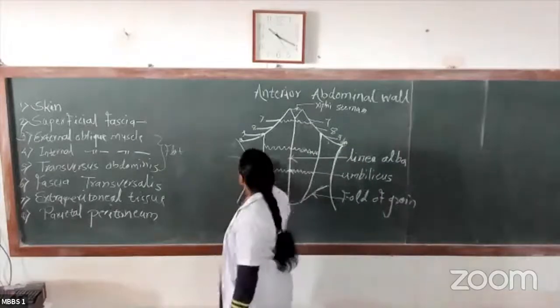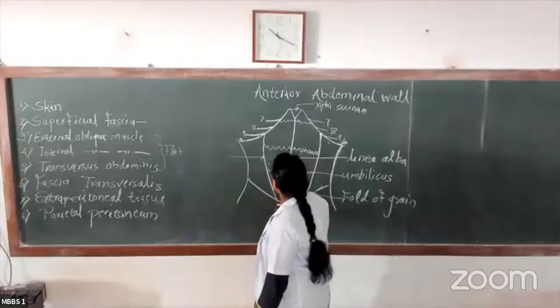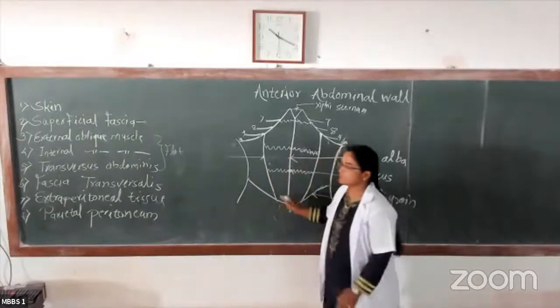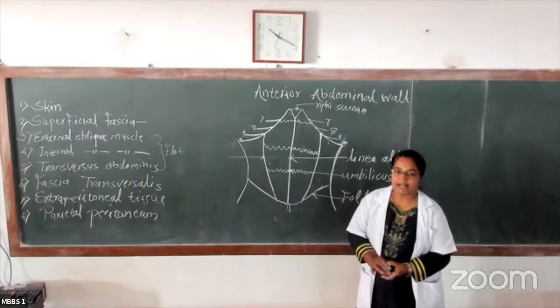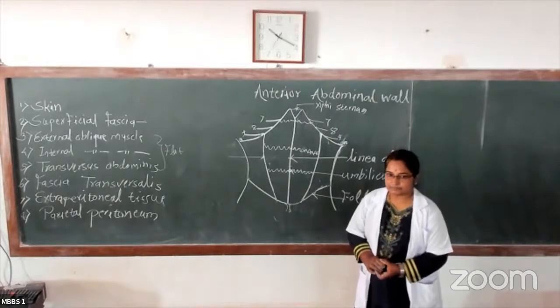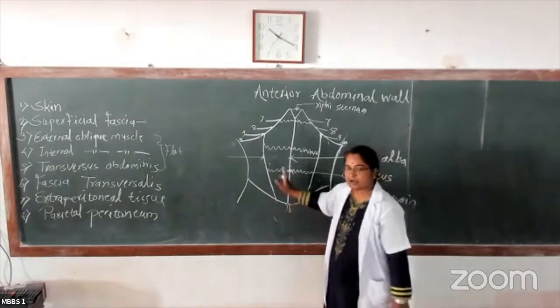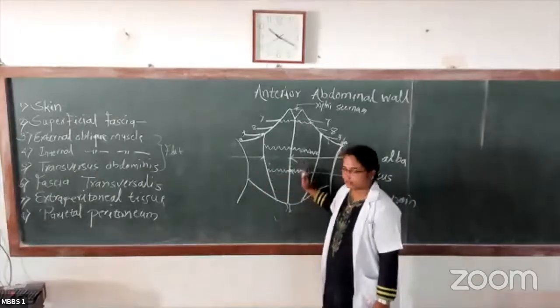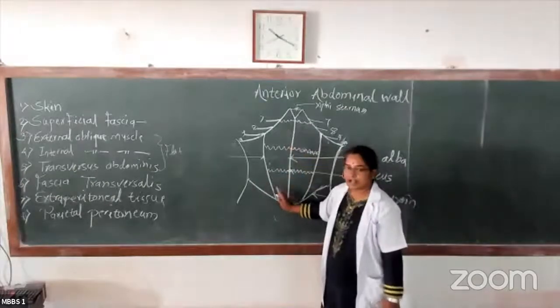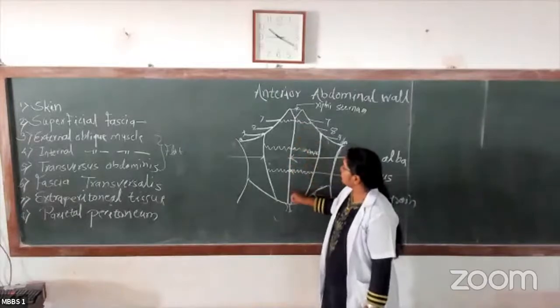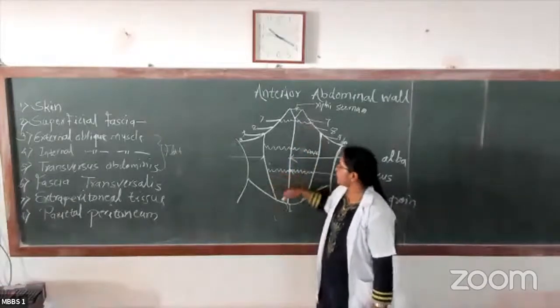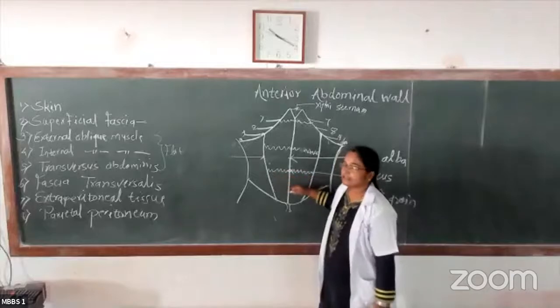The vertical muscles are rectus abdominis and pyramidalis, and these two muscles are enclosed in a tendinous sheath which is called the rectus sheath. So there are 5 muscles on either side of this abdominal wall. Now this anterior midline, the linea alba, divides the abdominal cavity into right and left halves.